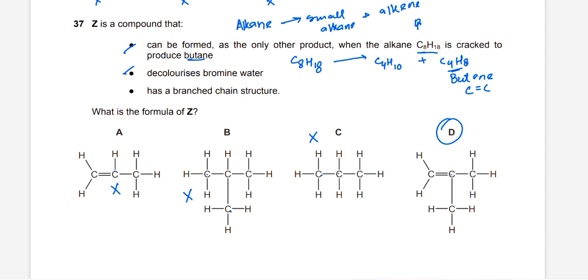It is the compound produced other than the butane. One is butane, which is an alkane. The second is butene, which is an alkene. This is the compound, and it decolorizes bromine water because it is unsaturated. And third, it has a branched chain. So D is the correct option.